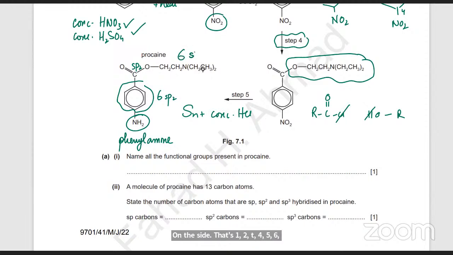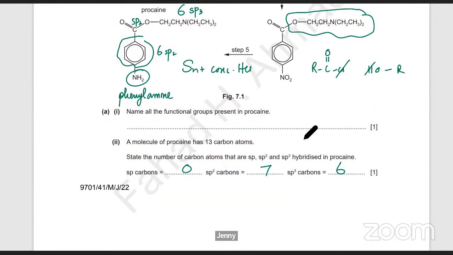Sir, counting is not very difficult, sir. No, but look, there are these two and these two chains, right? So that's 4. 4 plus 2 is 6. So 6 sp3, 7 sp2, and no sp, so 0. Is this clear?